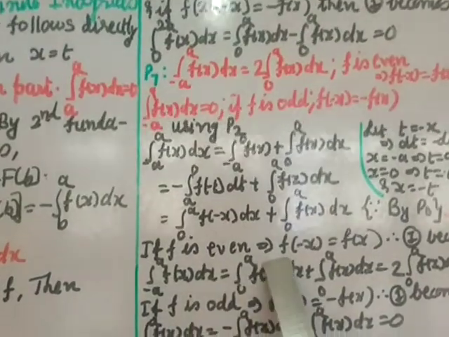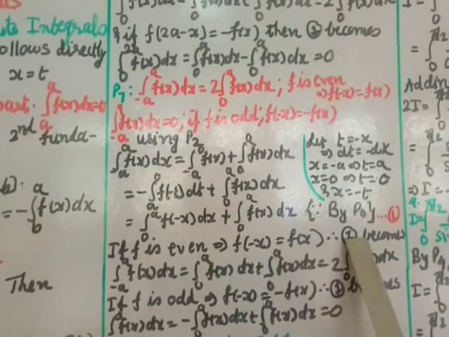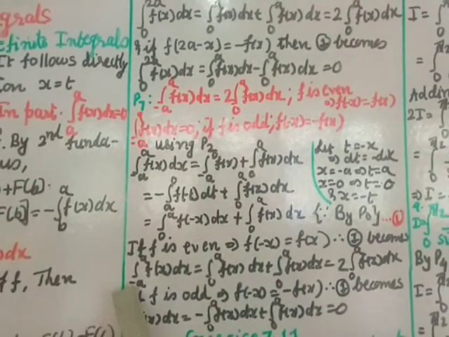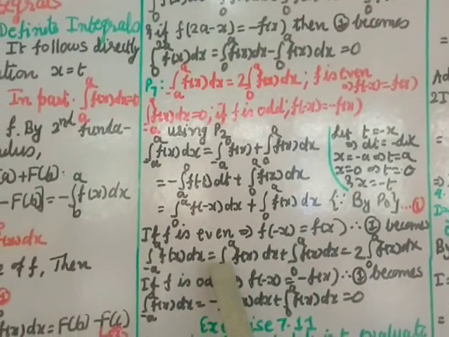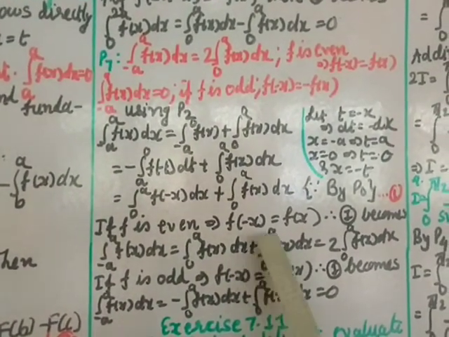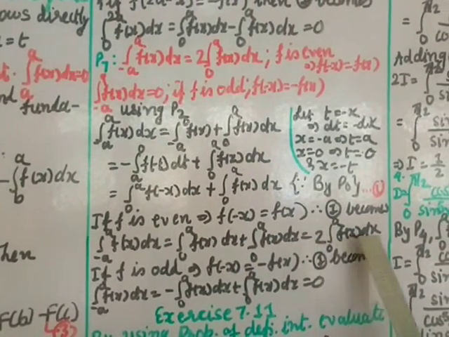If f is even, that means f of minus x is equal to f of x, then this number 1 becomes integral minus a to a f(x) dx is equal to integral 0 to a f(x) dx plus integral 0 to a f(x) dx. These are the same, so it equals 2 times integral 0 to a f(x) dx.